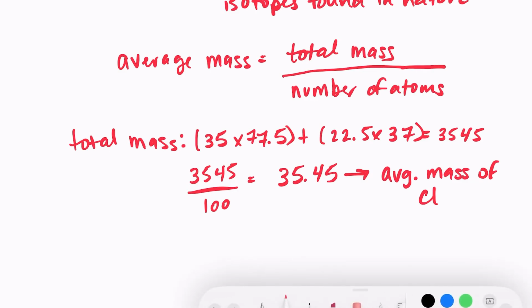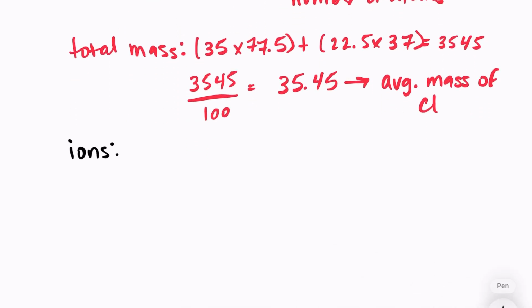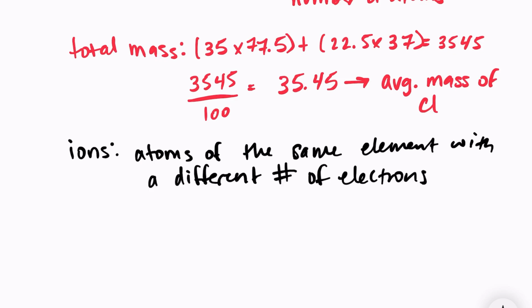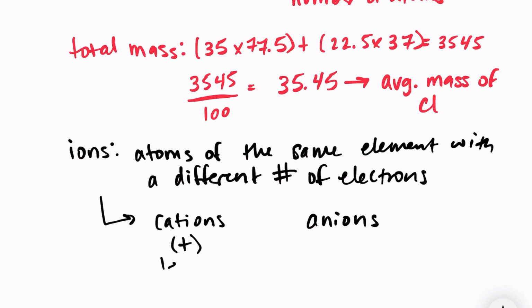Not only do we have isotopes, but we also have ions. Ions are atoms of the same element with different number of electrons. There are two different kinds of ions. There are cations and anions. Cations are positive charge. There's less electrons than normal. Anions have a negative charge and there's more electrons than normal. So just as a brief review in case you forgot, protons of course have a positive charge. Neutrons are neutral, they have no charge. And electrons have a negative charge.